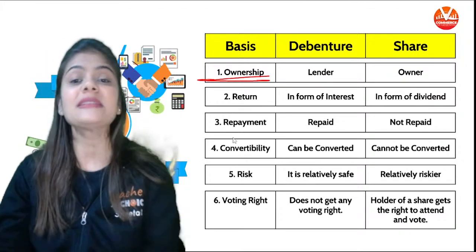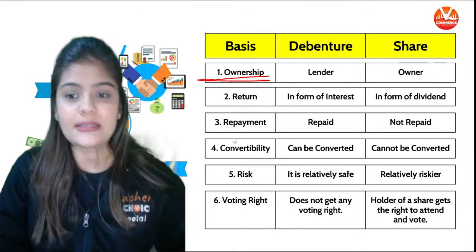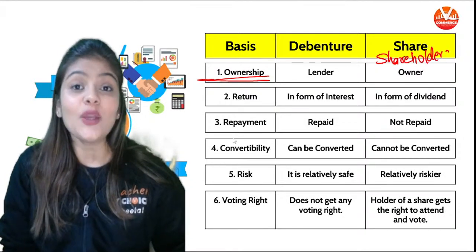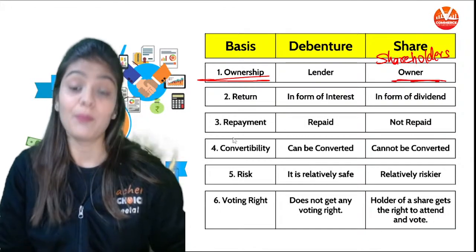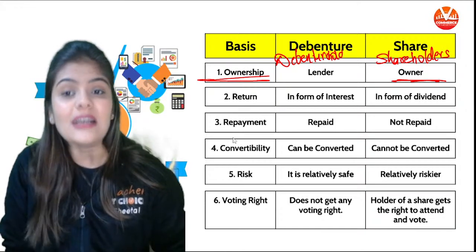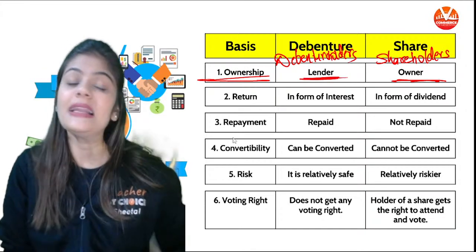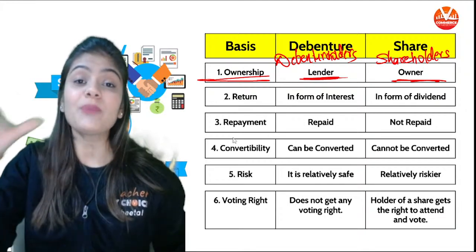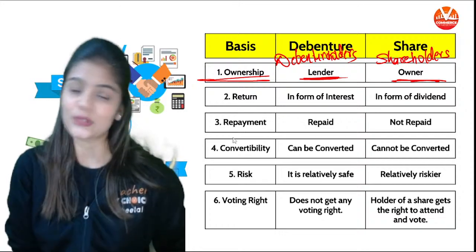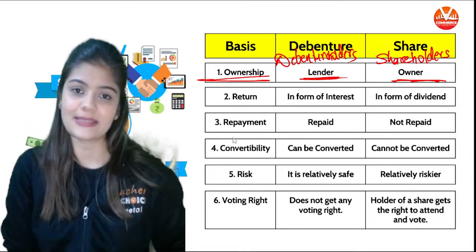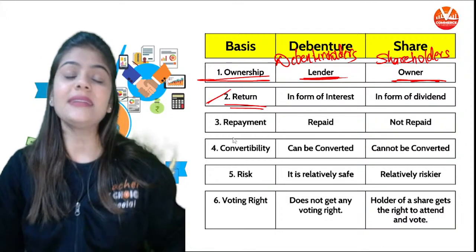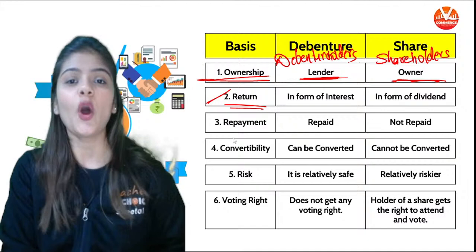तो पहला difference है that shareholders, they are the owner of the company, but the debenture holders, they are the creditors of the company, they are the lender. शेयर कंपनी का ओनर होता है और डिबेंचर होल्डर सिर्फ एक क्रेडिटर होता है. The first difference. Second difference is return, whether they will get anything or not.